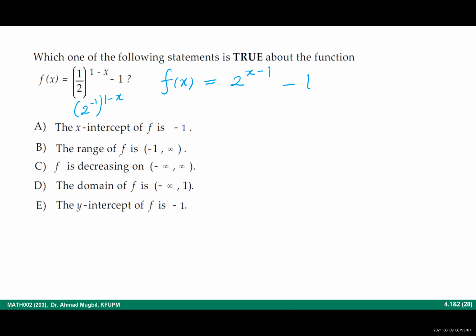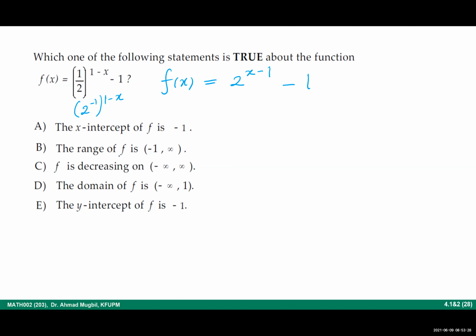Yes, doctor. I will explain this question. The first part, the power 1 minus x, cannot be 0. And if it will be... but it cannot be. Okay, thank you, Amigdad.